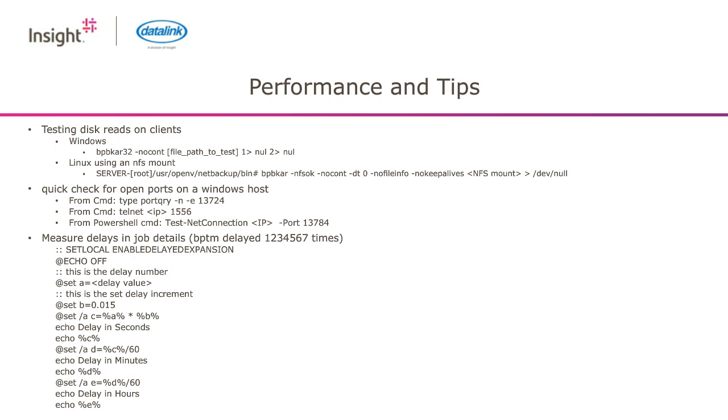So this batch script is something that I used a few years ago to help me just cut and paste the delays from the job details and display that out. It might be handy to have that if you're just looking to compare between jobs. And again, at the end of this presentation, there are several links that go into more detail about these, so you can check that when we're done.